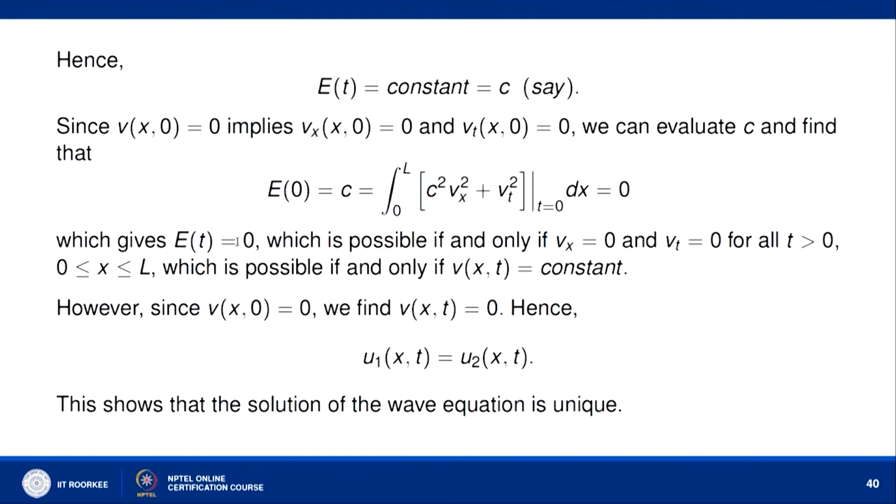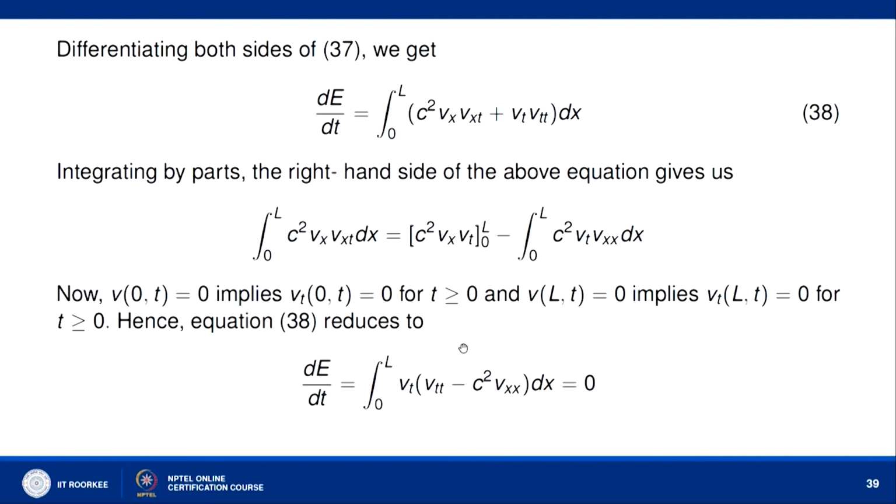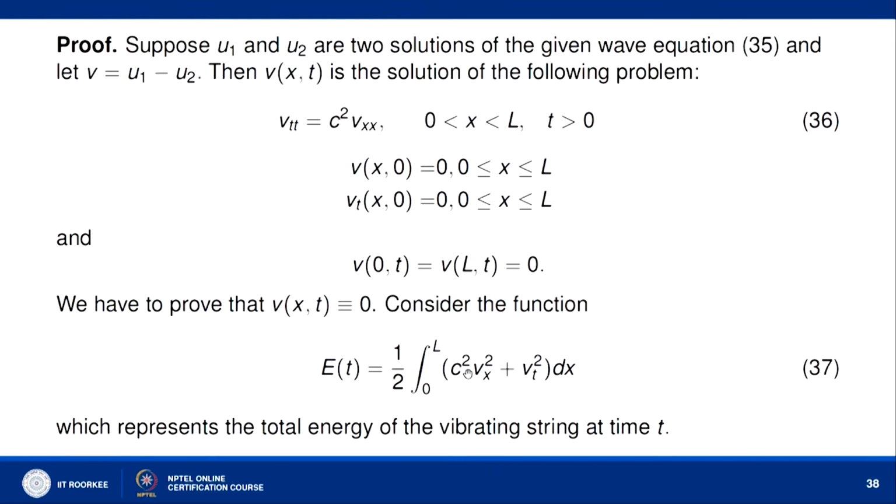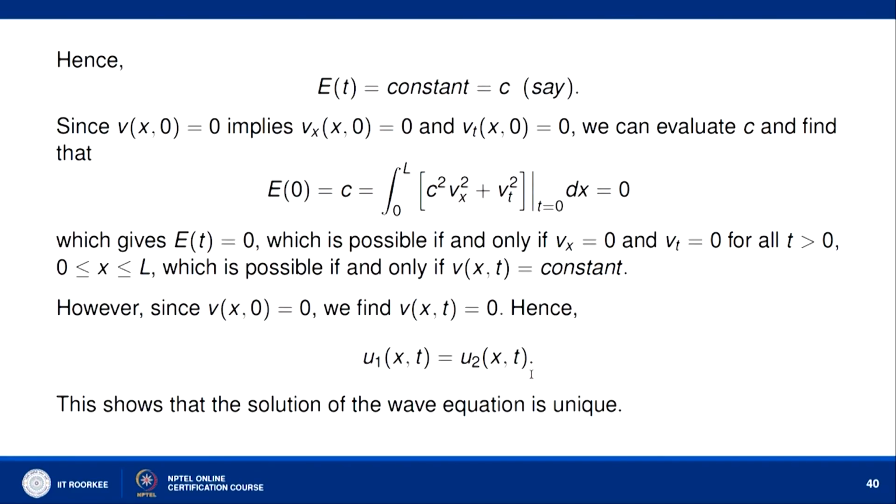It means that this is possible only when the integrand, c square Vx square and Vt square, are 0, because the integrand is a non-negative value. So, Vx is 0 and Vt is 0 for all t greater than 0. If the partial derivatives are 0, it is possible only when V(x,t) is constant with respect to x as well as with respect to t. But we already know that V(x,0) is 0, so this constant value has to be 0. So, V(x,t) is 0 for all x and for all t.